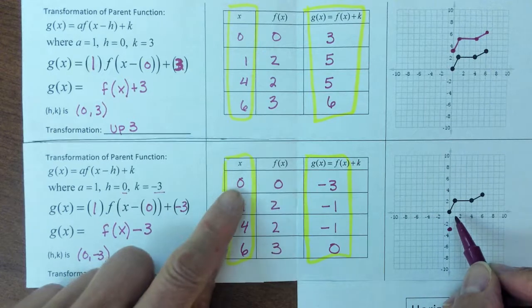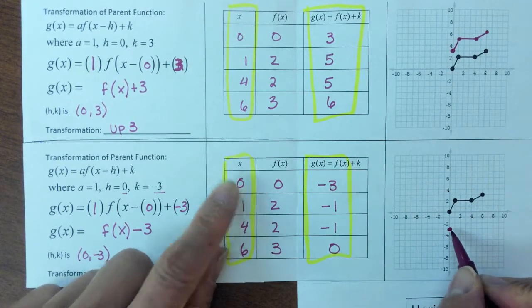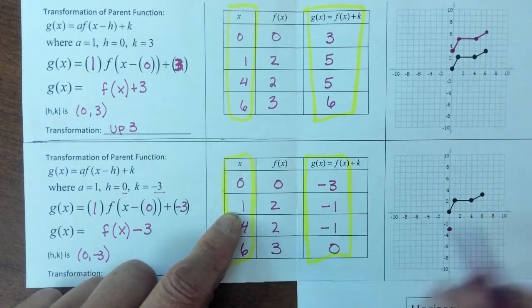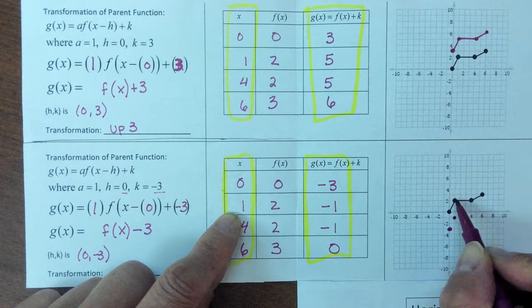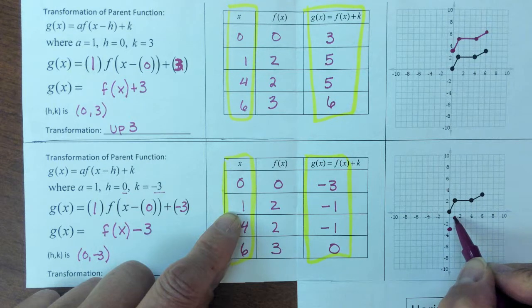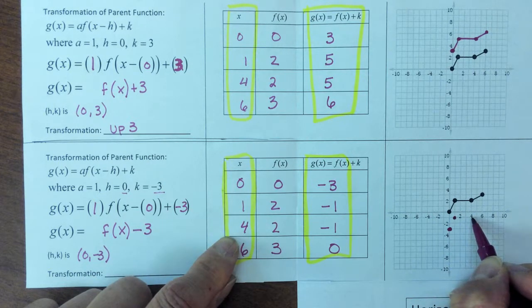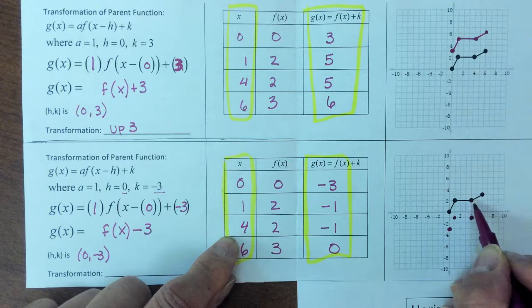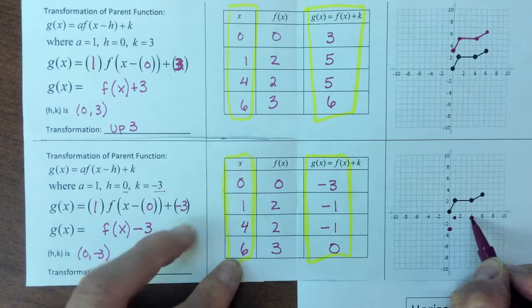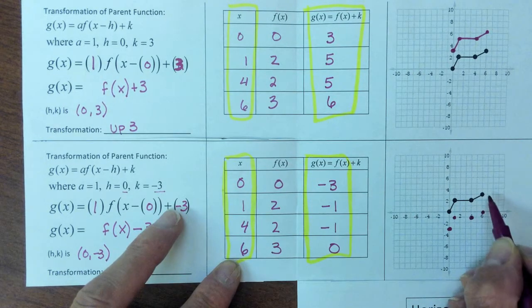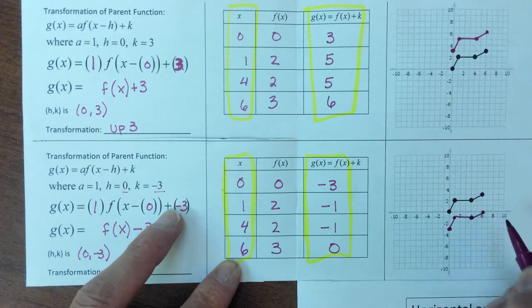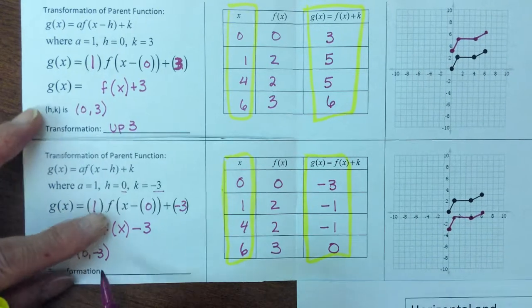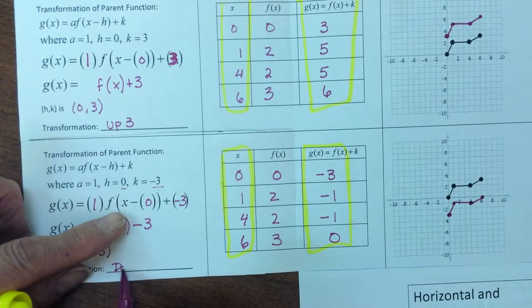I've already graphed the first one, 0, -3, which is here. Then I'm going to graph 1, -1. 1, -1 is right here. And you can see this one is down 3. 1, 2, 3. 4, -1 is here. This one is down 3. 1, 2, 3. And then I have 6, 0, which is right here. And that one is down 1, 2, 3. So we had a shift down, a vertical shift down. So the transformation is down 3.